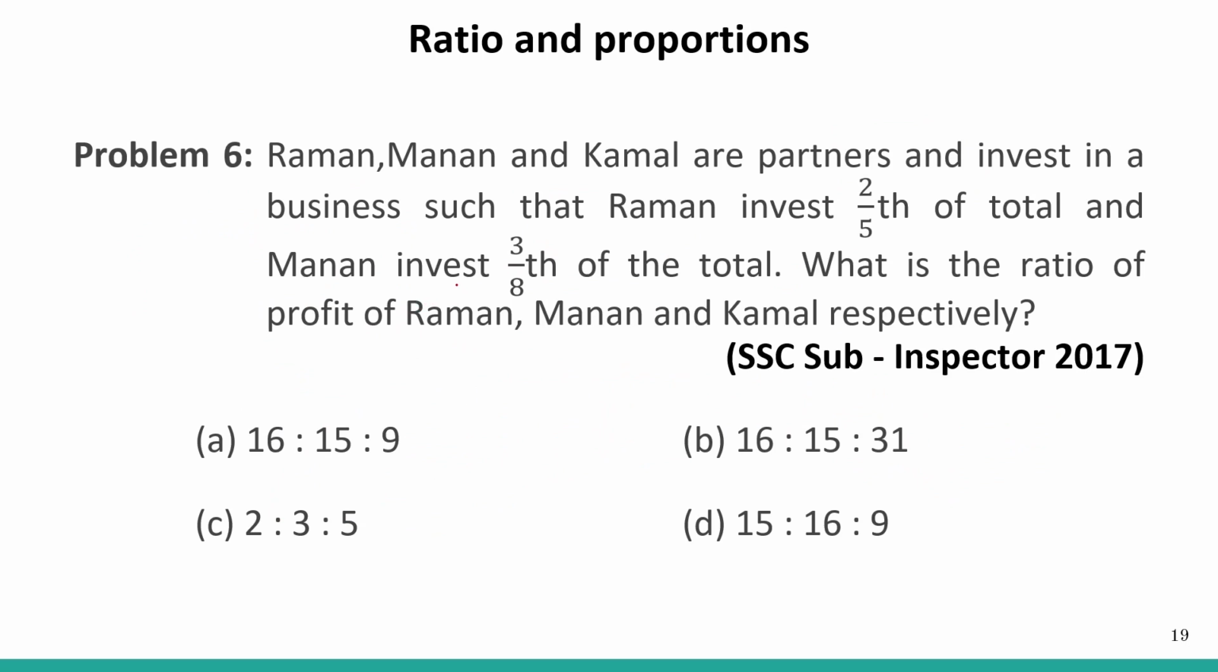So what we have here is we have Raman, Manan and Kamal. Okay, and their partners. So what they did is they invested in business such that Raman invests 2 by 5th of the total and Manan invests 3 by 8th of the total. What is the ratio of Raman, Manan and Kamal respectively? So this question has been asked in SSC Sub Inspector 2017 exam. Okay, is it 16 is to 15 is to 9, or is it 2 is to 3 is to 5, or is it 16 is to 15 is to 31, or is it 5 is to 16 is to 9? So let's figure it out using mathematical equations.